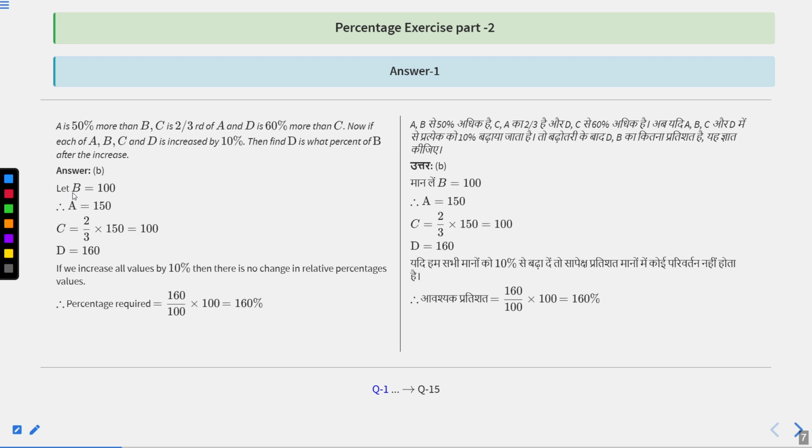First we let the value of B, because the question says that A is 50% more than B. If B equals 100, then A will be 150. C will be 2/3 of A, so C will be 100, and D is 60% more than C, so D is 160. Now the question says that if we increase all the values by 10%, there is no change in the relative percentage values. So the required percentage will be 160 upon 100 multiplied by 100, which is 160%.